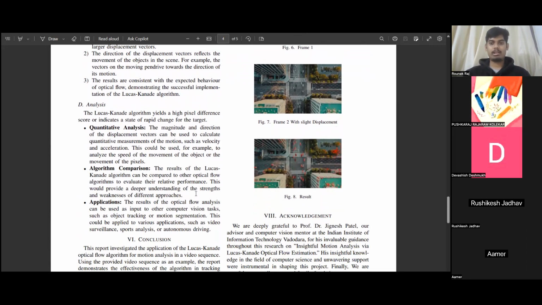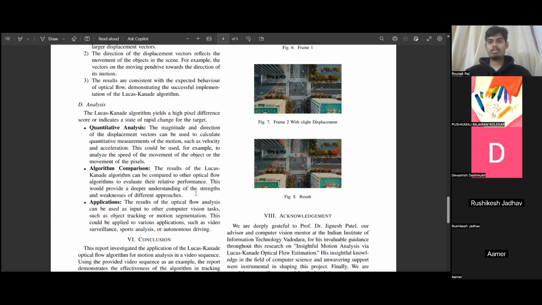The second is algorithm comparison. The result of the Lucas-Kanade algorithm can be compared to the other optical flow algorithms to evaluate their relative performance. And the third one is application. The result of the optical flow analysis can be used as input to other computer vision tasks such as object tracking and motion segmentation. And lastly, moving towards the conclusion.